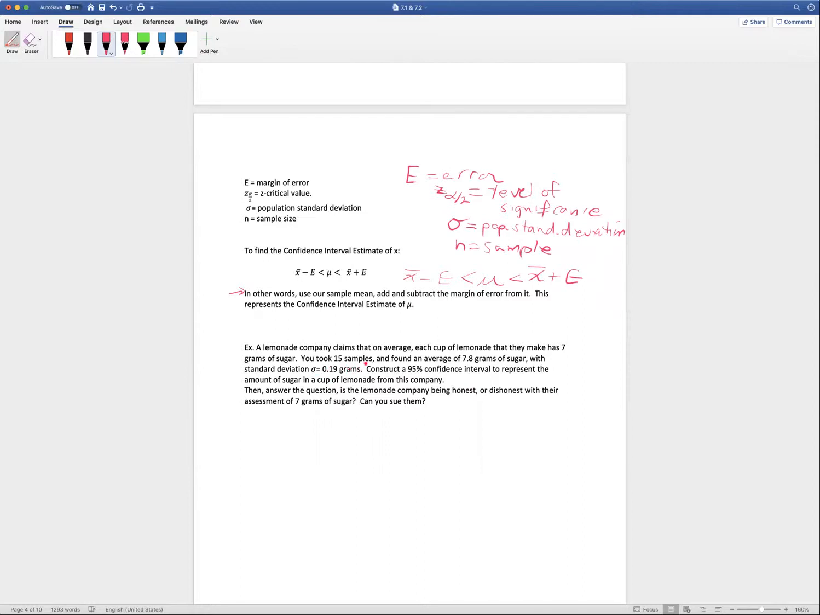And then when we're done with that, we're going to answer the question, is the lemonade company being honest or dishonest with their assessment of 7 grams of sugar? And if that's the case, could you sue them? If you're a lawyer and you're looking for a class action lawsuit, can you come in and sue this lemonade company because their claim that they only have 7 grams of sugar is not true? So here's how we're going to handle this.